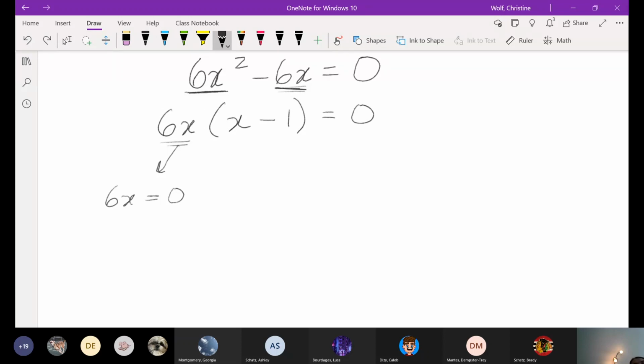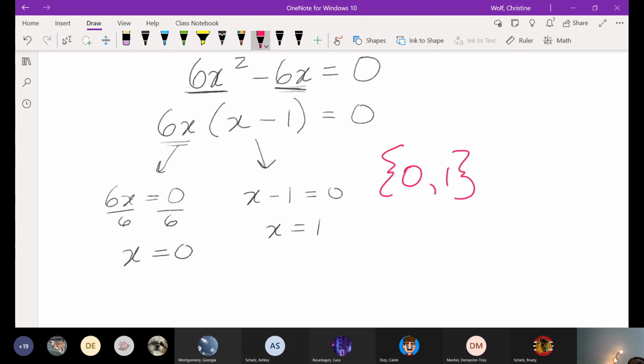C'est 6x, on met 6x égale à 0. Je divise par 6. Voilà, x est encore 0. Même chose avec l'autre. X moins 1 égale 0. So, x égale 1. Alors, voilà, mes réponses sont 0 et 1. If I plug those back into the equation, it would balance out.